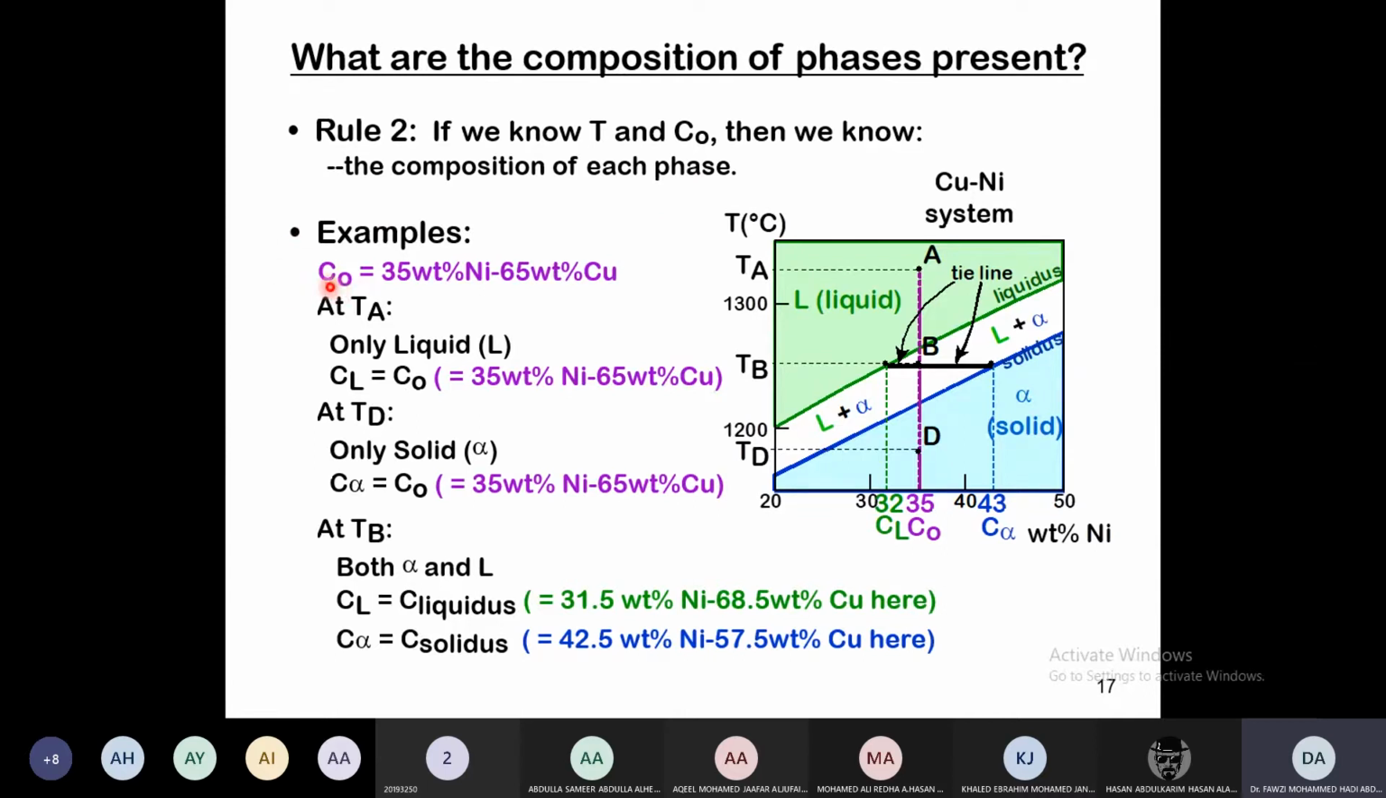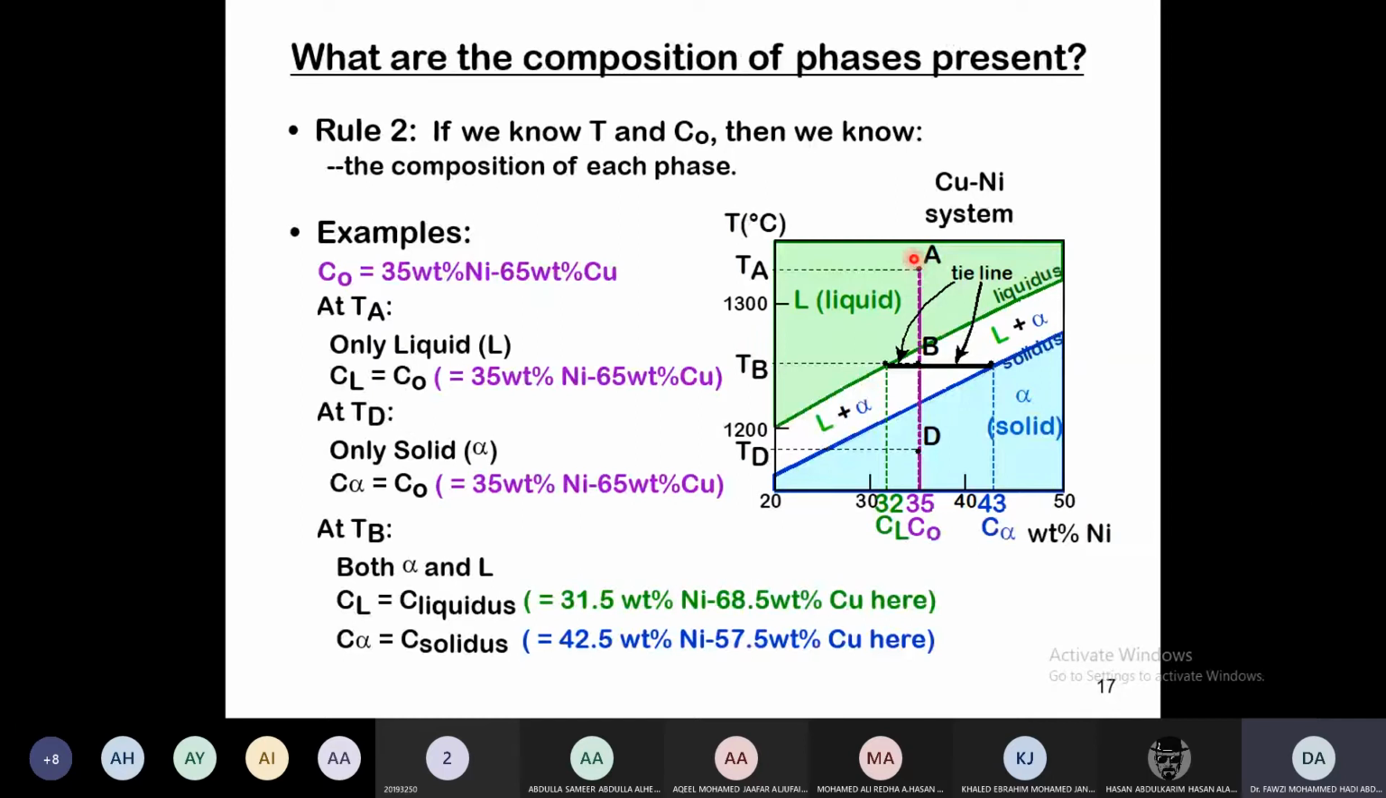Let's say we have an alloy whose composition, C0, is 35% by weight nickel and 65% by weight copper. And let's suppose we are at temperature TA. Where is TA? TA is high enough to go above those lines, so TA is in this area. So we are at temperature TA and at 35% by weight nickel. So we are at that point basically. We are locating our point.